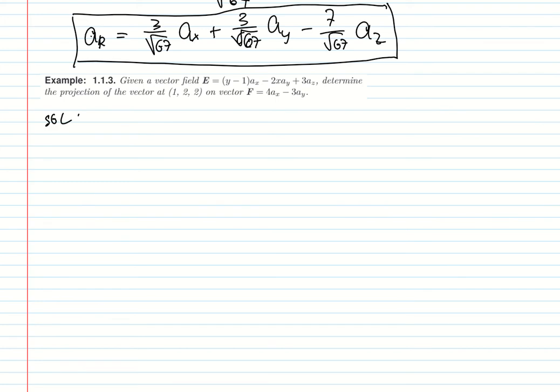The solution. If we are given a vector field E, the first thing we need to do is to determine the value of the vector at the given point. So determine the projection of a vector at 1, 2, 2 on vector F equals 4ax minus 3ay. This is a very good example of the application of the dot product. The dot product is used to determine the projection. It's the other term for the dot product.